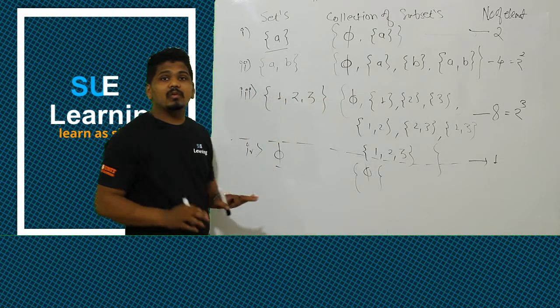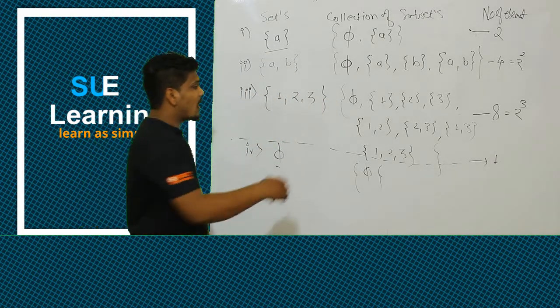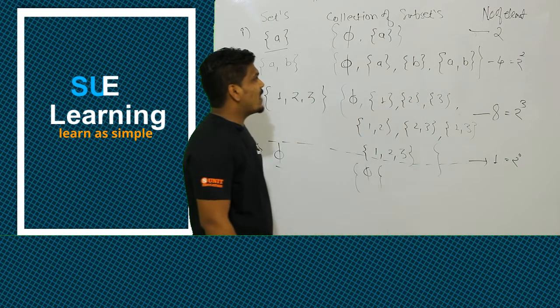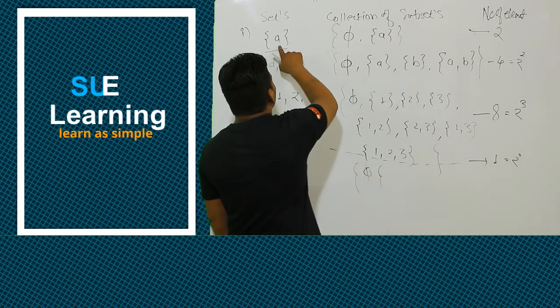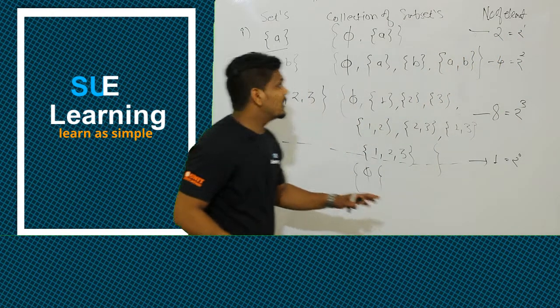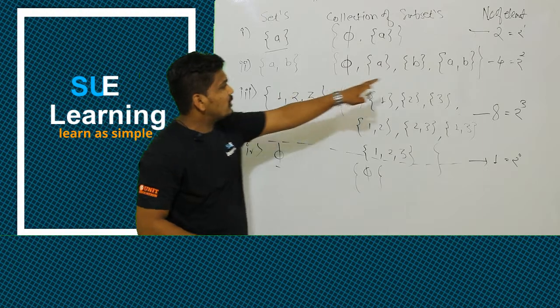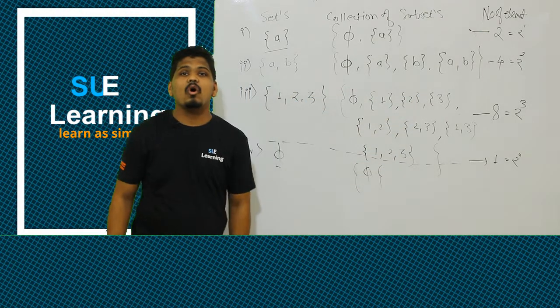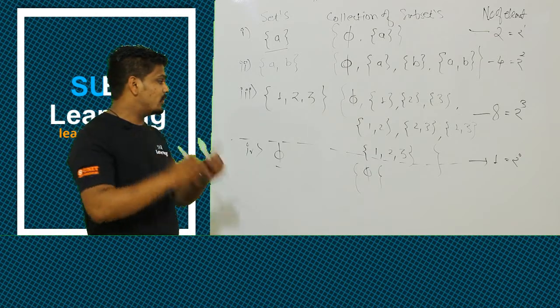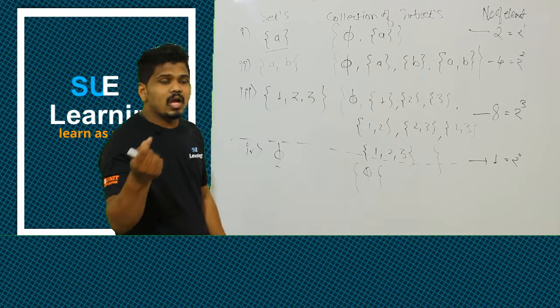Similarly, here the number of elements was 0. Now I can write this as 2 raised to 0. Look at the pattern now. Here the number of elements was 1, therefore you have written the power 1. And now the number of elements is 2, you have written power 2. Is it true for all n or not? Yes, it is true for all n, all natural numbers.